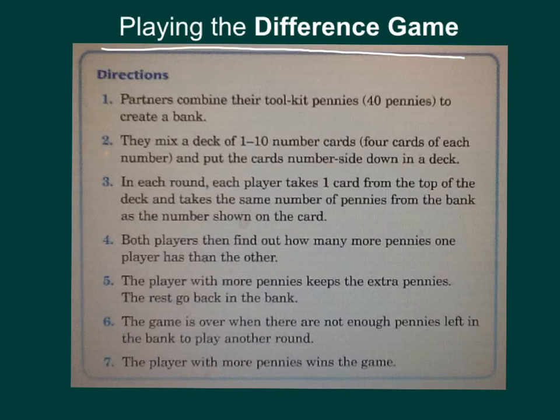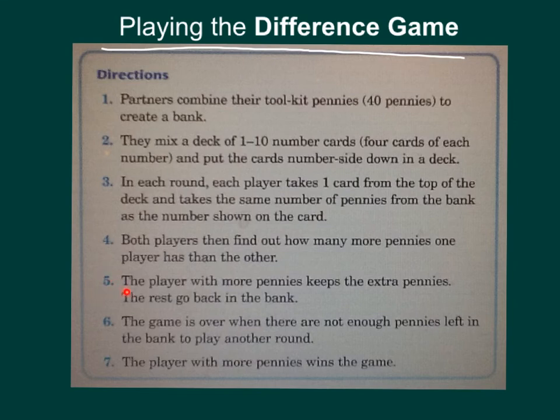Number 3, you're going to play with 2 players. Each player takes 1 card from the top of the deck and takes the same number of pennies from the bank shown on the card. Number 4 says both players find out how many more pennies one player has than the other. So at this point, you're going to need to line up your pennies and figure out who has more.